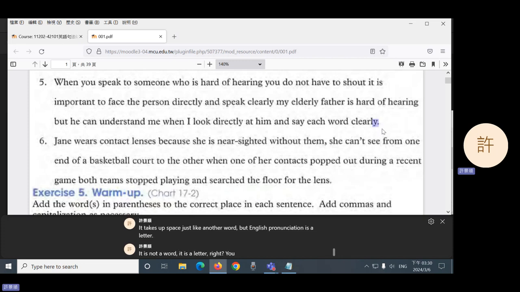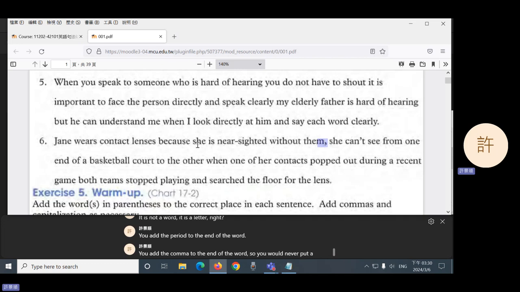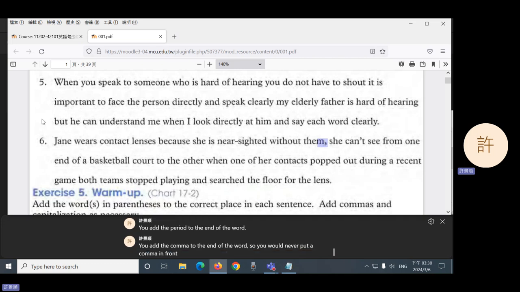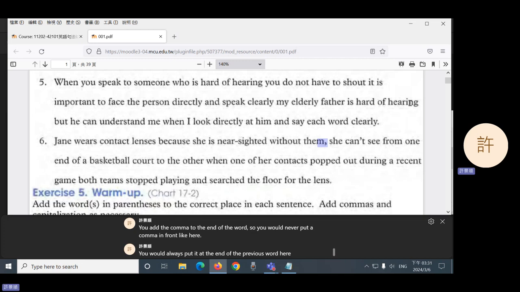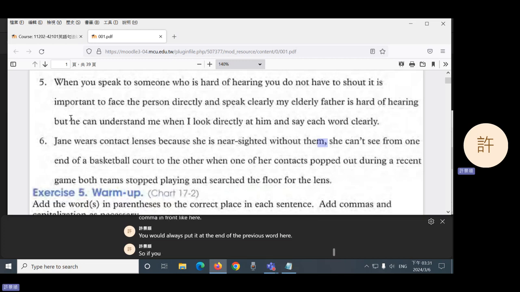You add the period to the end of the word. You add the comma to the end of the word. So you would never put a comma in front, like here. You would always put it at the end of the previous word here. So if you begin a new line with a comma, that is always wrong.